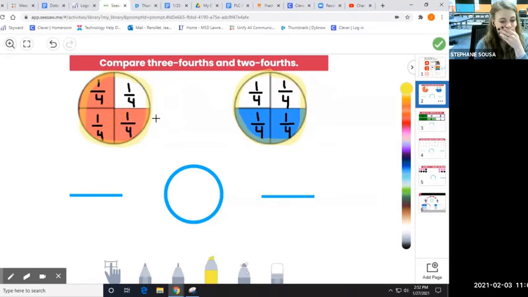Next, I'm going to look at the fractions I'm given. My problem tells me to compare 3/4 and 2/4. So first, I need to look at what my denominator is, even if my fraction is written in word form. I notice that they are asking me to compare fourths or 1/4. So my next job is to partition my model into 4 equal parts. I now am showing you that each model has 4 equal parts.